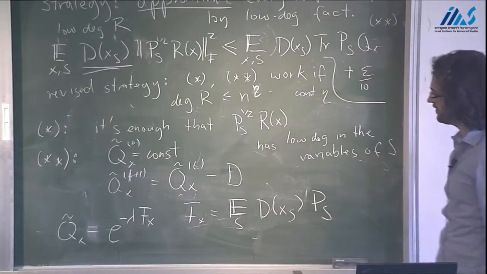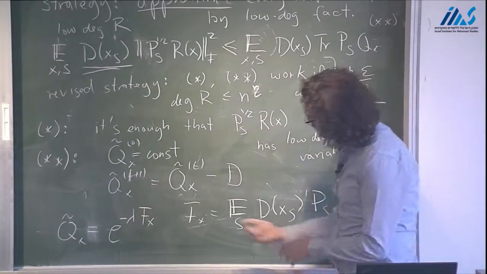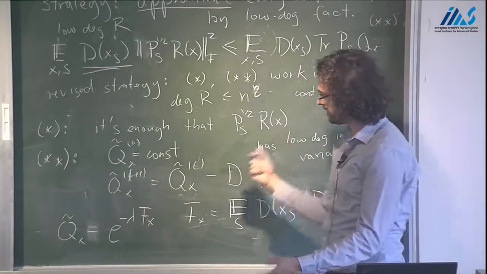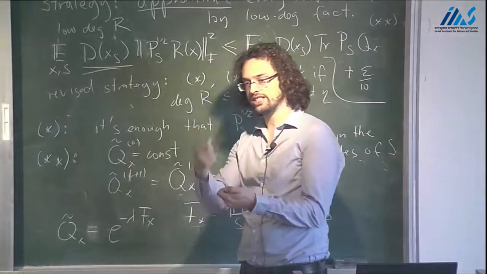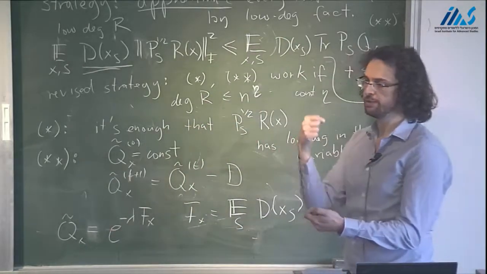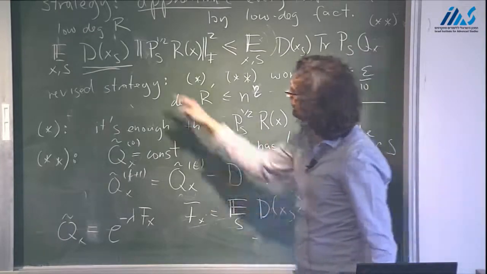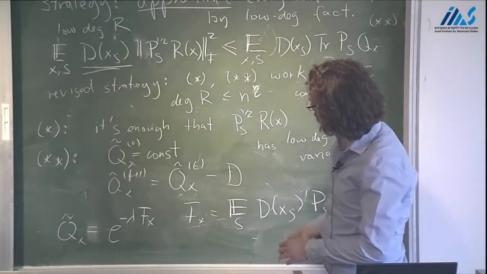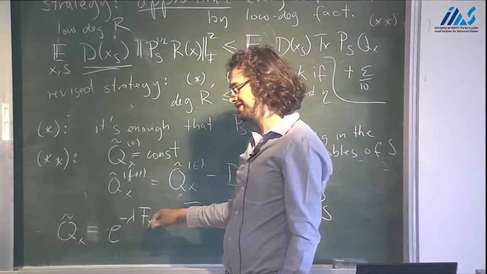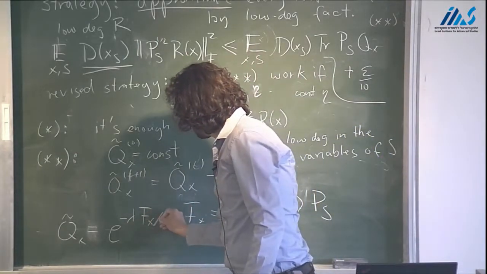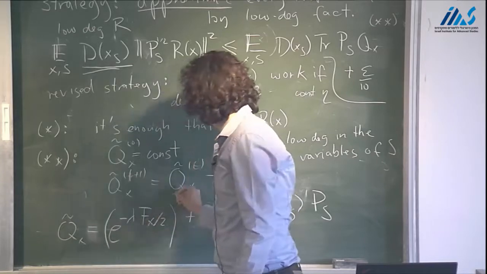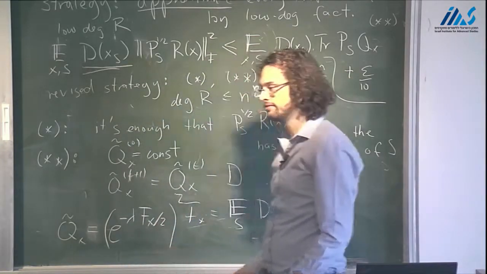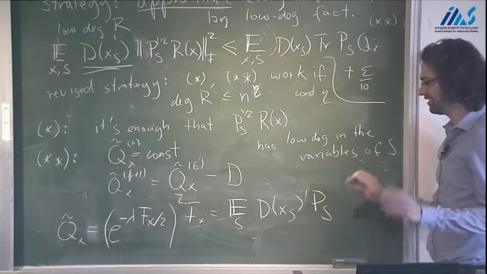This is constant in x, and it turns out that if you start from the constant function, then this way of moving is the best way of moving in the space of PSD matrices to make this linear function small. And now you see that if you take the square root of this, divided by 2, and do some Taylor approximation, this has low degree. And that's the proof.